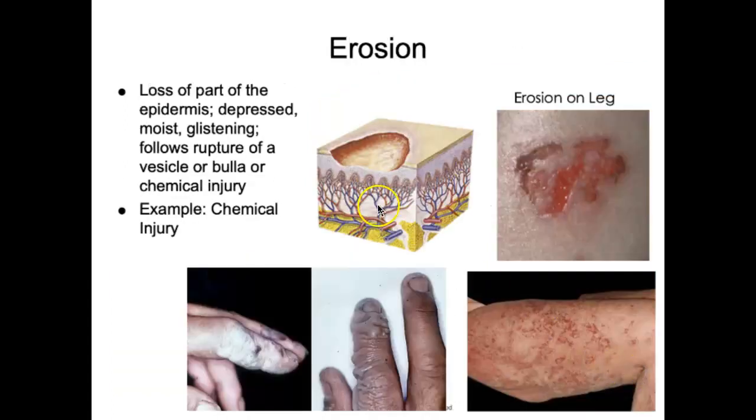Next, we have erosion, and this is when we have a loss of a part of the epidermis. It's depressed, moist, and glistening. You could kind of see that glisteningness over here, and it typically follows a rupture of a vesicle or a bulla due to external pressure, or it could be due to chemical injury. So here are some examples of chemical injuries that have led to erosion.